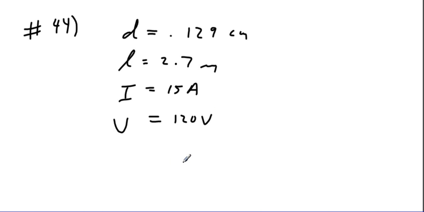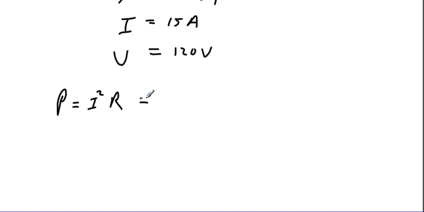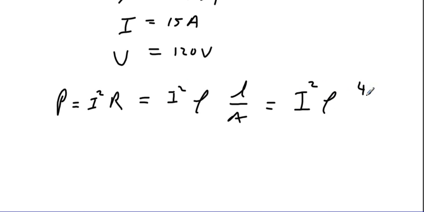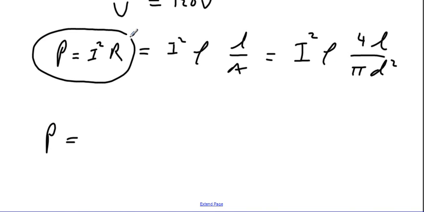Okay, so power is going to be I squared R. We're going to use equation 25.7a and equation 25.3, in case anybody is wondering. Alright, so that's going to be I squared rho L over A, which is going to be I squared rho 4L over pi d squared. Alright, so now we're going to come up with power. This is power due to heat loss. I squared R is heat loss, and we'll be using that often.